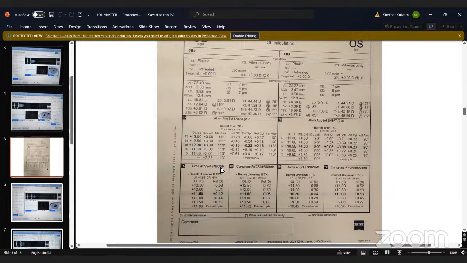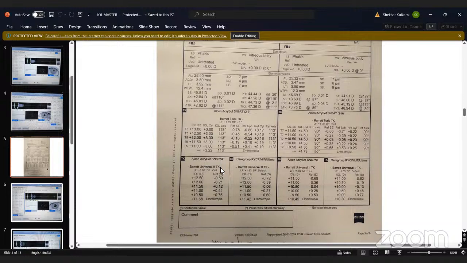So with age, what type of astigmatism increases? Against the rule astigmatism. What are the causes for the increase in against the rule astigmatism? Lid laxity increases with age, so against the rule astigmatism increases. Okay. So here, does the patient have with the rule or against the rule?